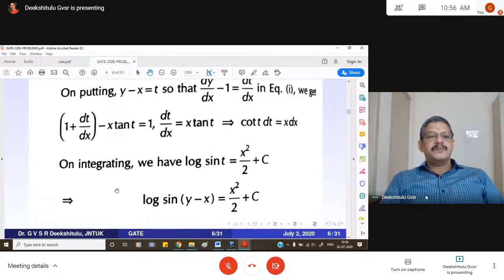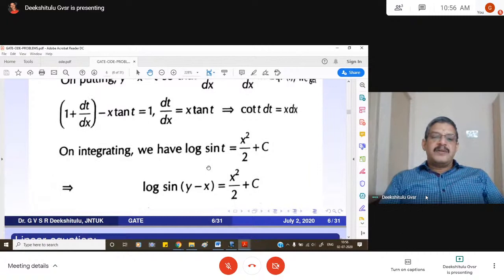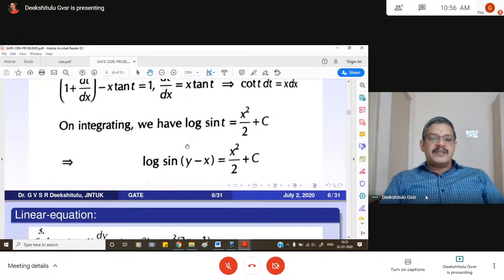This one and this one. So dt by dx is equal to x tan t, or dt by tan t is equal to x dx, or cot t dt is equal to x dx. If you integrate, integral of cot t dt is log sin t and this is x square by 2. Then substitute t is equal to y minus x at the end. This is what we get.